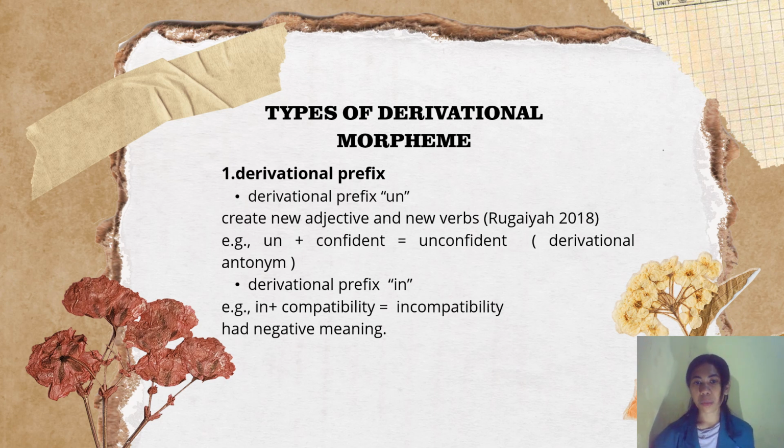Next, derivational prefix in. For example, prefix in plus the base word compatibility becomes incompatibility. It means that the prefix in plus the base word compatibility has a negative meaning, becoming incompatibility, and then has a negative meaning from the base word compatibility.